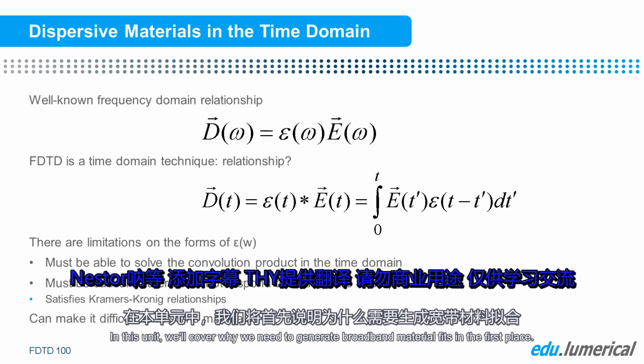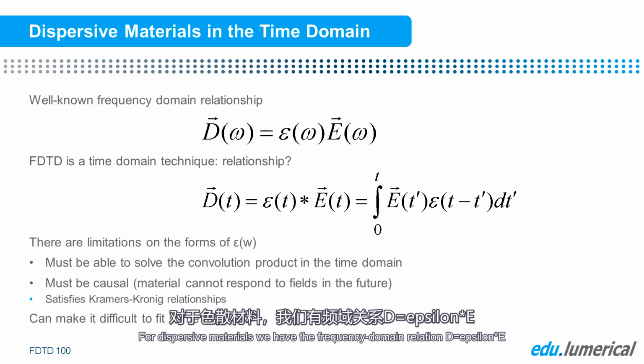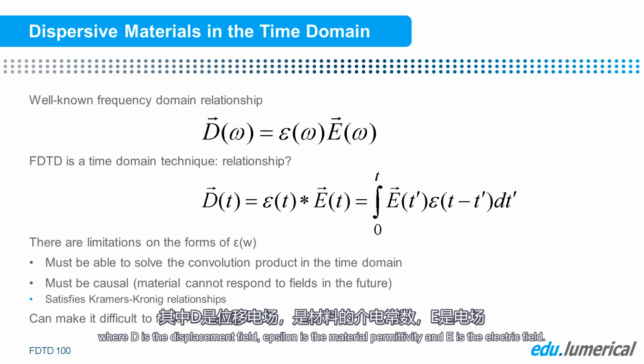In this unit, we'll cover why we need to generate broadband material fits in the first place. For dispersive materials, we have the frequency domain relation D equals epsilon times E, where D is the displacement field, epsilon is the material permittivity, and E is the electric field.